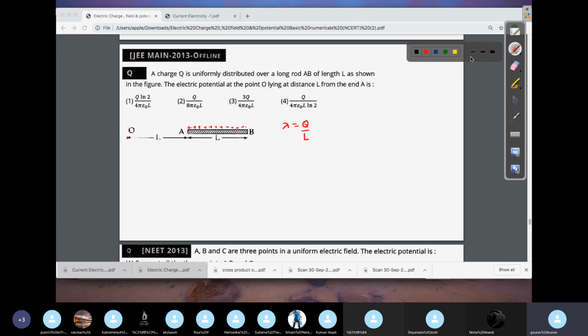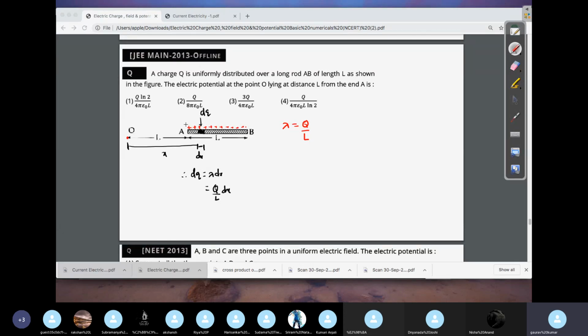Now you can take any charge from the system, at a distance of x. You will go to a distance of x and take a small length dx. In this dx, you will have dq. What is the value of dq? dx is very, very small, right? So dq will be lambda into dx, because lambda is charge per unit length, so multiply by the length. Lambda into dx means Q by L into dx. You got the value of dq.